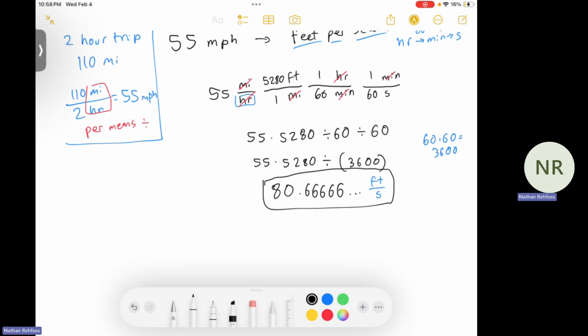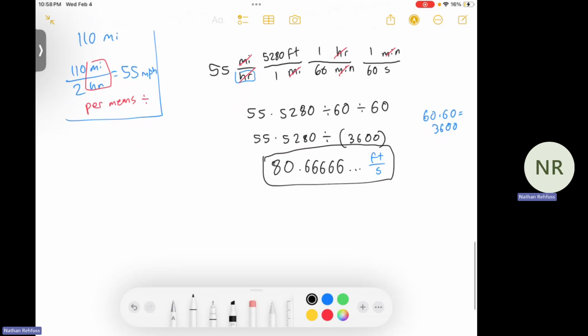Here's something we can do. In the customary system, we don't normally give a decimal number of feet. We give our answer in feet and inches. So 80.6666 feet is how many feet and inches?